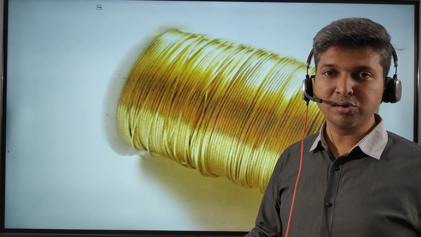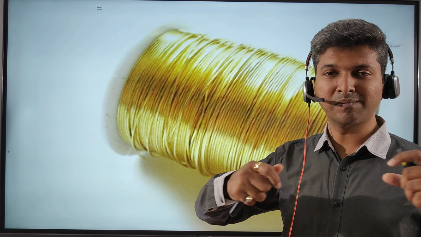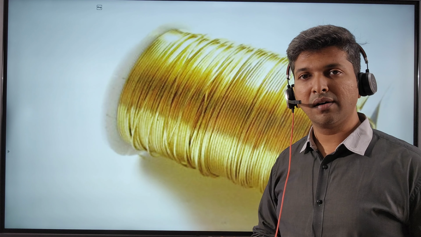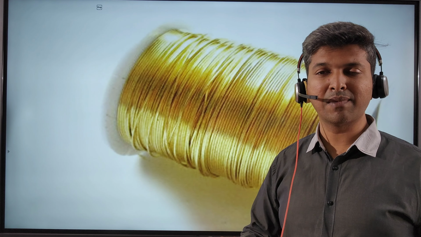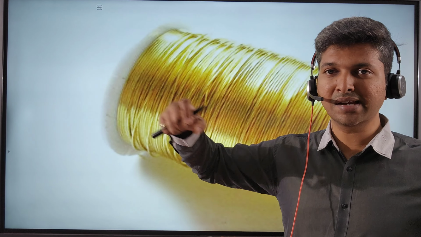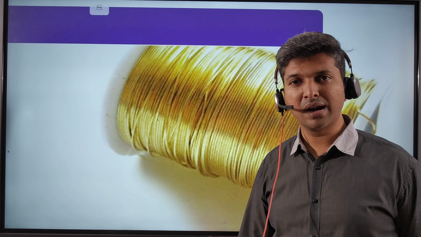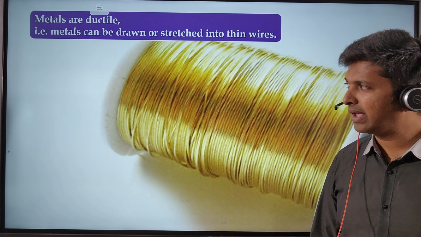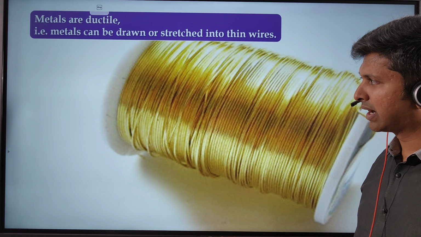Then they also have a remarkable property of converting into wires. If you apply tensile strength to a metal, it will convert to a metal bar. Slowly it will start flowing and it will start converting into a thin wire. That is called ductility. Now gold is the element which is the most ductile.